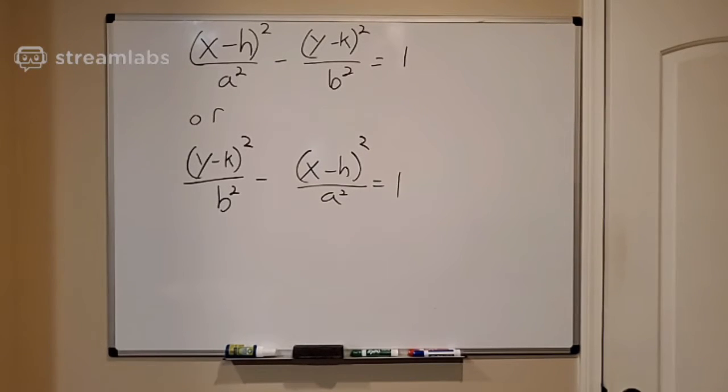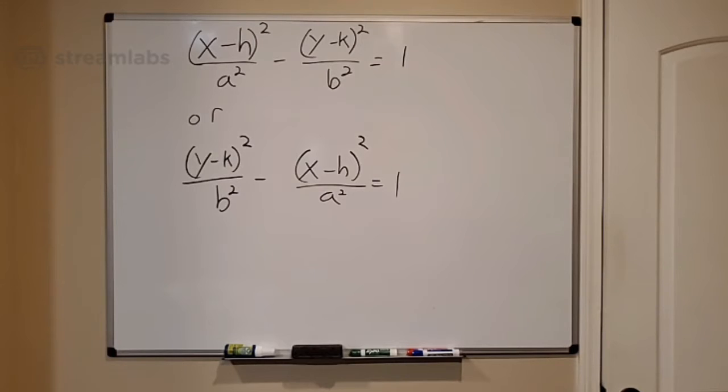Okay. What about our c value for hyperbolas? Isn't it still the same thing? Or like c squared equals a squared minus b squared, or b squared minus a squared?